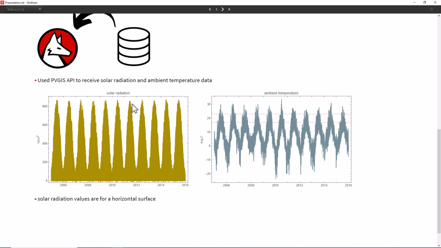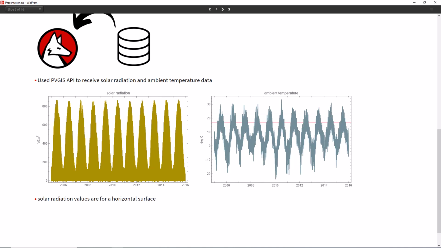Here's how solar radiation and ambient temperatures in Linköping look. The radiation reaches a maximum of 800 watt per square meter during summer and a minimum of around 100 watt per square meter in winter. The ambient temperature varies between minus 10 degrees Celsius in winter to around 28 degrees Celsius in the summer.